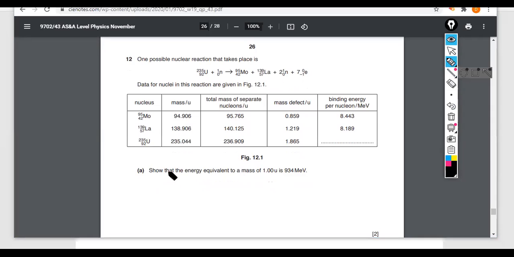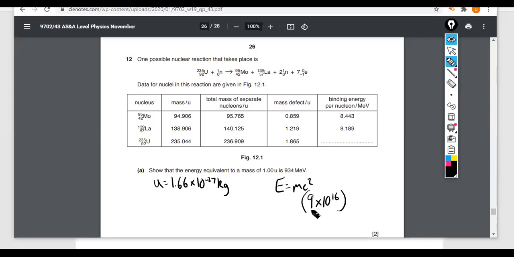The first one just says, show that the energy equivalent to a mass of 1 unified atomic mass unit is 934 mega electron volts. We've done this exact calculation before. If you go back a few weeks ago, we did this one on a quiz or as a review for the quiz. Here we just need to remember that a unified atomic mass unit in kilograms is 1.66 by 10 to the negative 27 kilograms. And so we're using Einstein's famous E equals mc squared, where 1 u is this many kilograms, and then we're going to multiply by c squared, which is 9 by 10 to the 16.